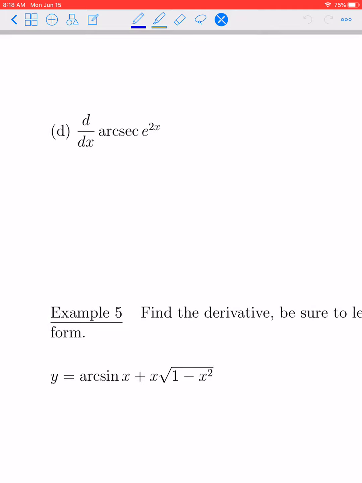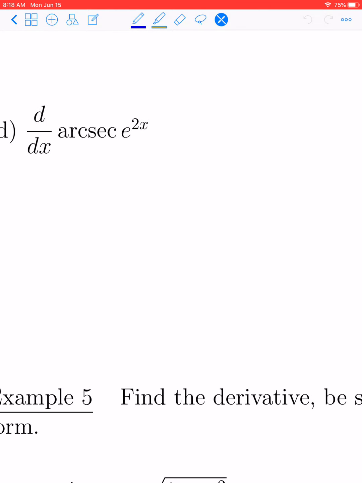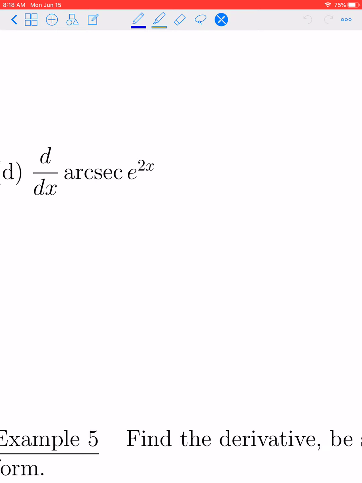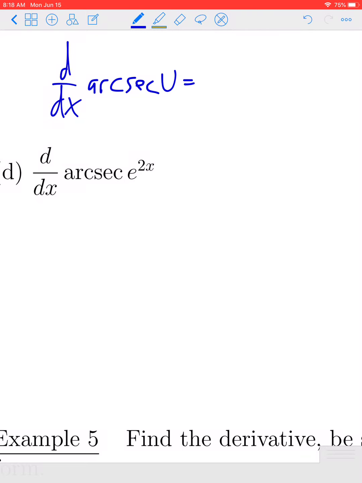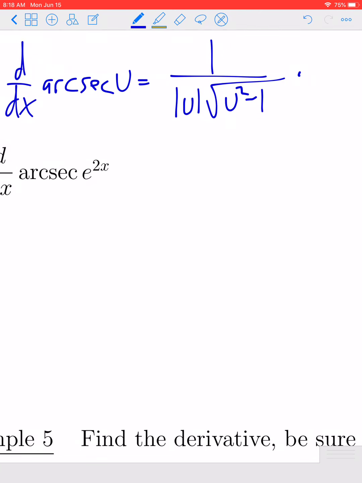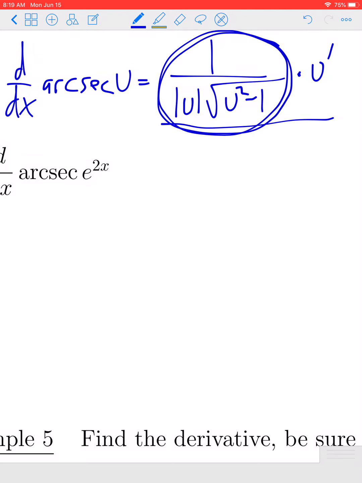Let's take a look at the derivative of the arc secant of e to the 2x. So the formula for this, if we go back, d/dx of the arc secant of u is equal to 1 divided by the absolute value of u times the square root of u squared minus 1, and then from the chain rule we would need to multiply by the derivative of the inside, and we call that u prime. The book puts it in the numerator. I like to write it out like this because it lets you see the pattern and the part that's a formula for the arc secant while keeping the chain rule part out and away from it.